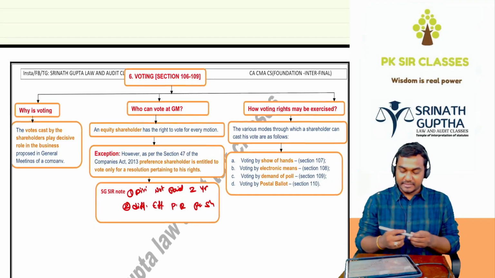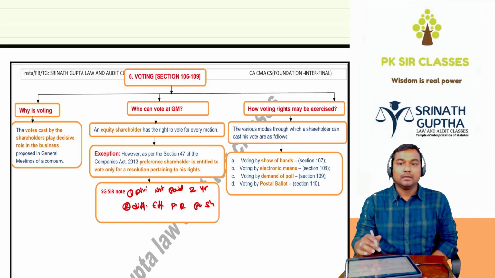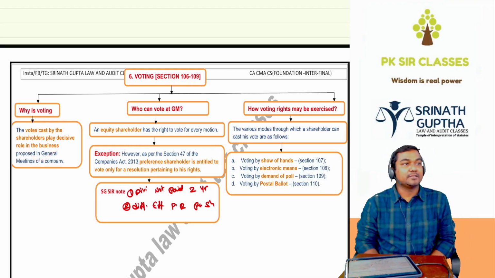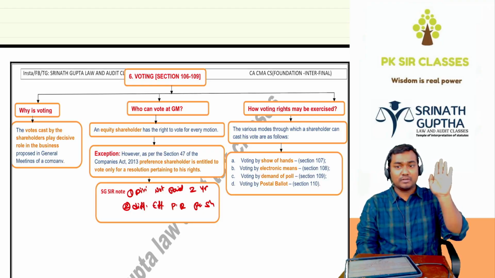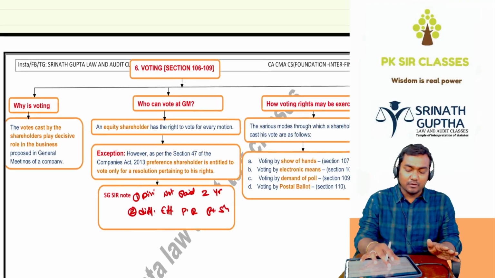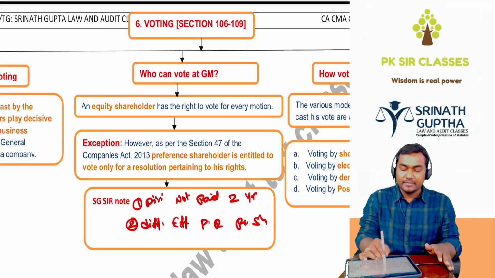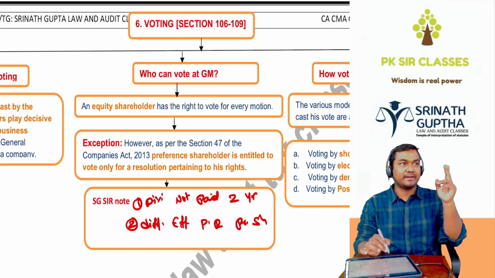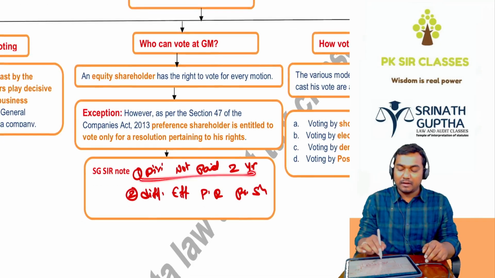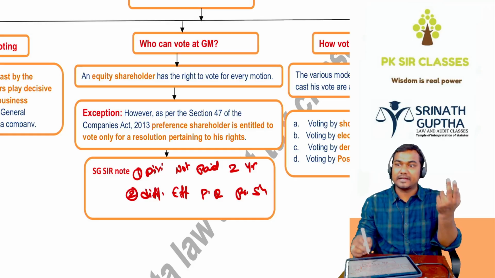Voting rights. Why are voting rights in the company sector? All the decisions of the company should be taken by the shareholders of the company because they are the real owners of the company. Decisions taken by shareholders will decide the fate of the company. So that's why voting rights are given to shareholders. Who has the right to vote in the general meeting? Only equity shareholders have the right to vote, but not the preference shareholders. Even preference shareholders have the right to vote in two cases: if dividend is not paid for 2 years or more, and if the proposal directly affects their rights personally.